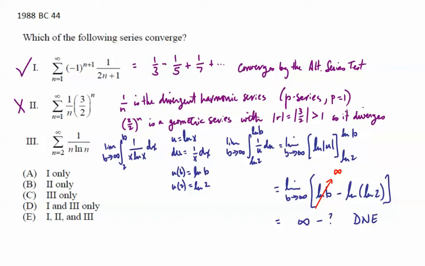So hopefully that makes sense. The natural log function grows without bound as x approaches infinity, and so the limit as b approaches infinity of ln of b is going to be natural log of infinity, which is infinitely large itself. Alright, so the third one will not converge either. So in this case we get 1 only. And that'll do it for this problem.